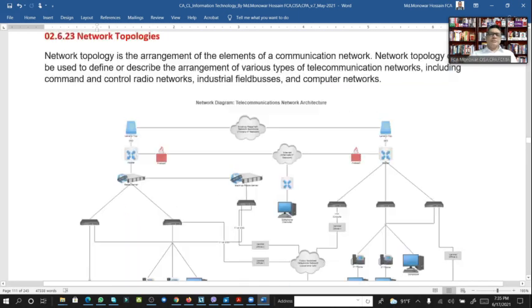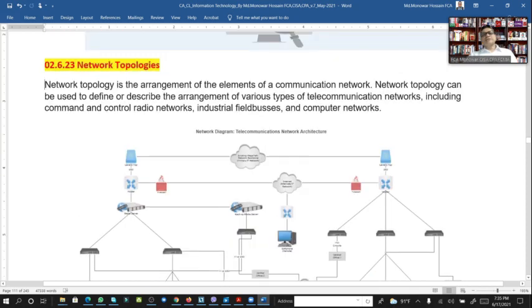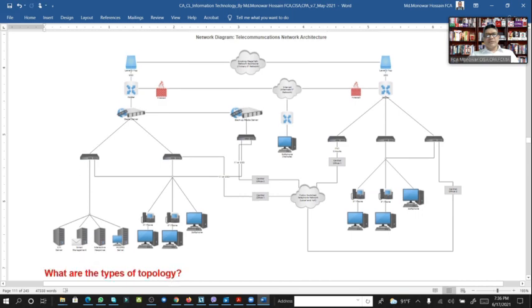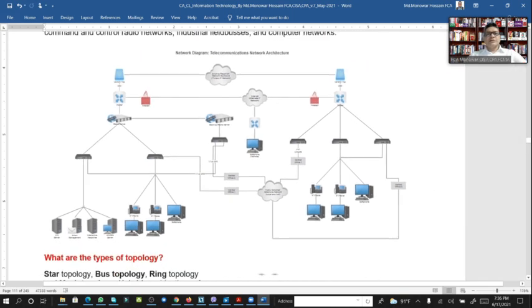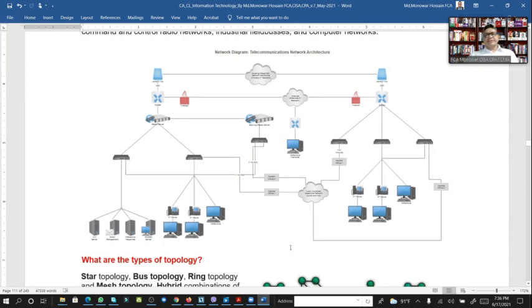And network topology, if we see here, network topology is the arrangement of the elements of the communication network. Network topology can be used to define and describe the arrangements of various types of telecommunication network, including command, control, radio network, industrial business, and computer network. Look here, there's a big one. So network diagram, telecommunication network architecture is here.